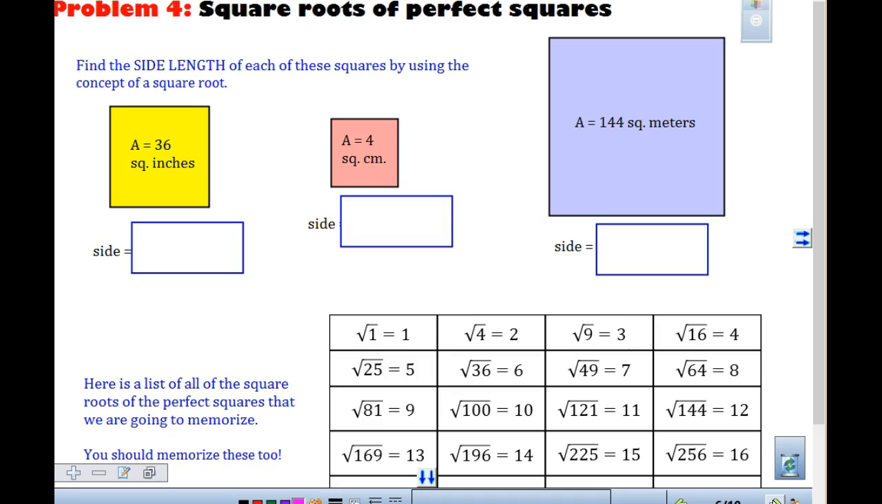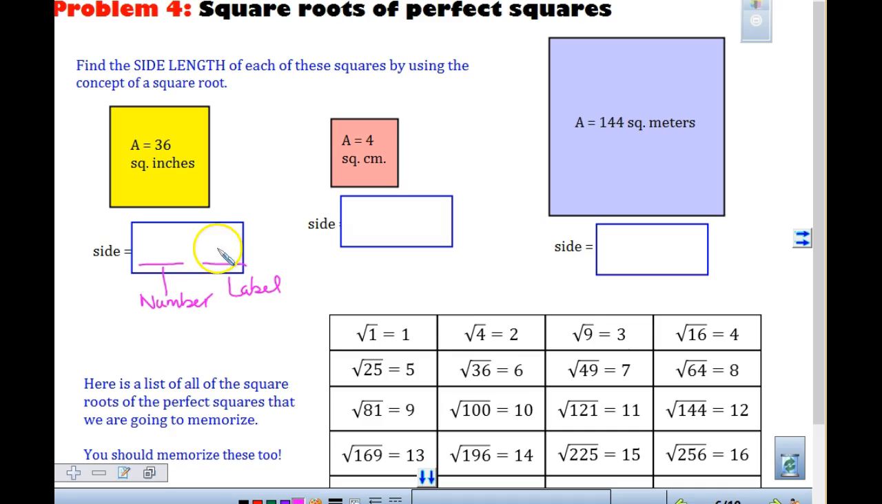So area is 36 square inches. The side, I'd like you to write down side equals, and then you're going to put in a number and a label. So this is going to be your number. You don't have to write this down. This is going to be the label. Okay? Do that for each one of those. Once you have your 3, check with the person either behind you or in front of you and see if you agree with the 3 numbers that you wrote down.